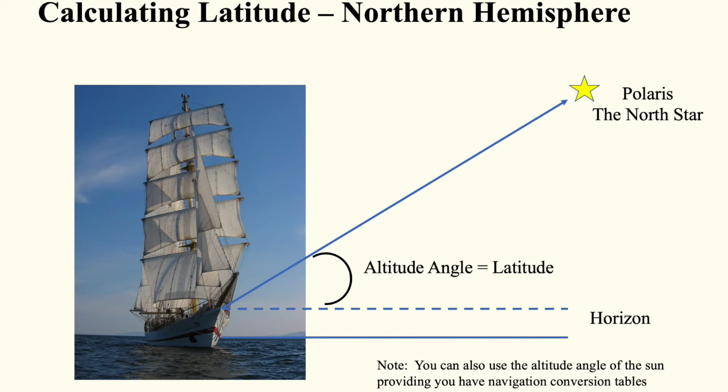And so at sea, if you could measure the angle from the horizon to the North Star, that altitude angle would be your latitude. Note, you can also use the altitude angle of the Sun to calculate latitude, provided you have the appropriate navigation conversion tables.